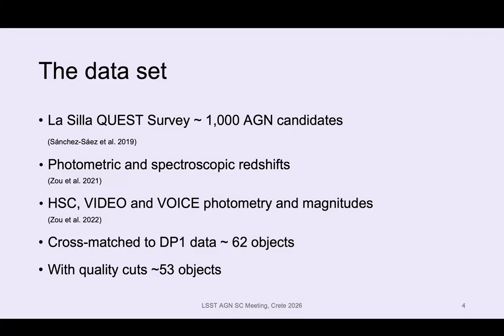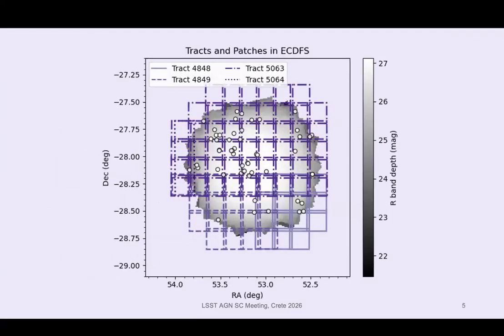Once we then cross-match this to DP1, because it's such a small field of view with ComCam, we only get about 62 objects, unfortunately, and with quality cuts for anything that's on the edge of images, we only end up with about 53 objects. This is sort of the distribution of them.